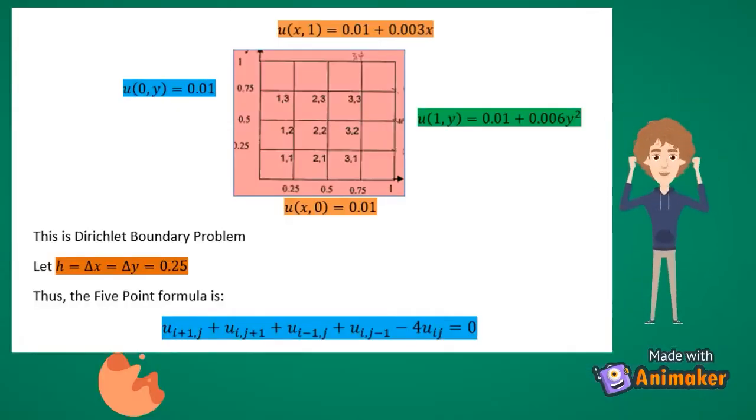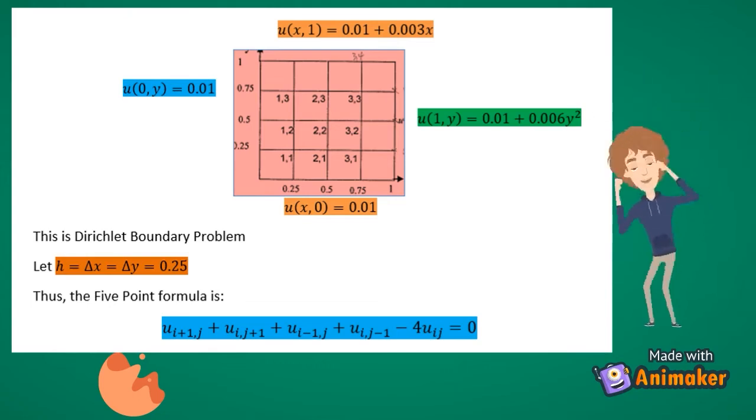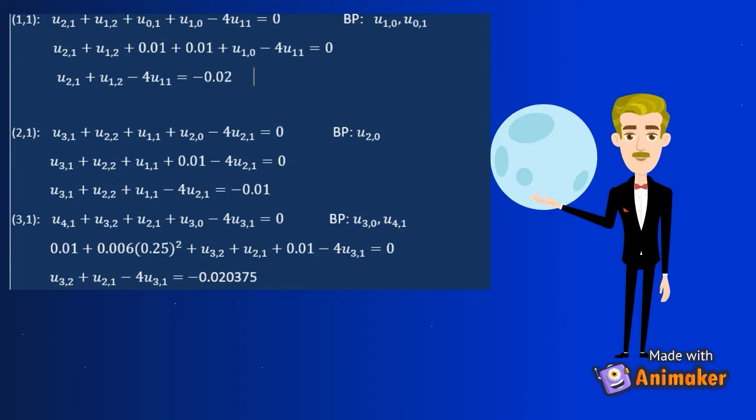We are ready to solve the previous real-life problem shown in the previous slide using the 5-point formula. Of course, first we need to convert all the given information into the grid as shown below. And from the boundary condition, we know that this is a Dirichlet boundary problem. Let h equal delta x equal delta y equal to 0.25. Thus, the 5-point formula is as follows. Now, let's find the 5-point formula for each node.